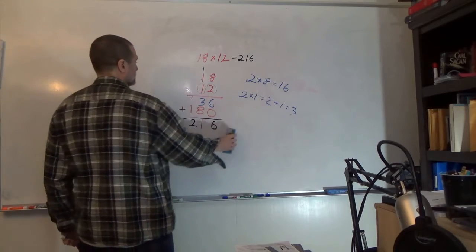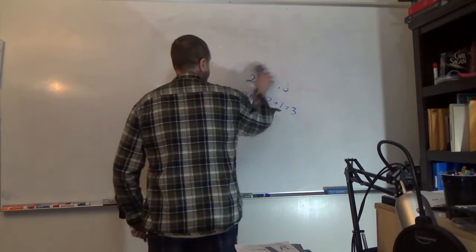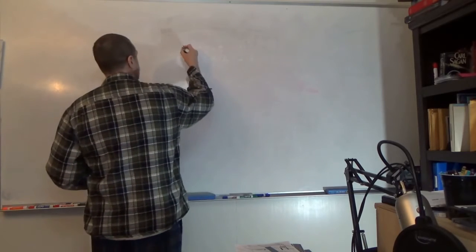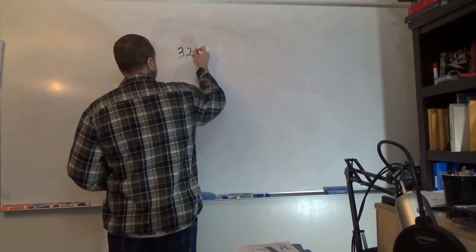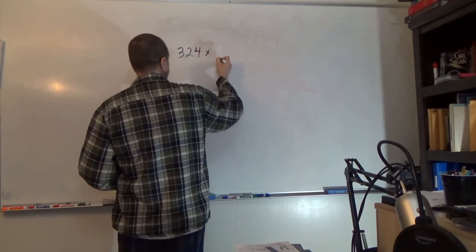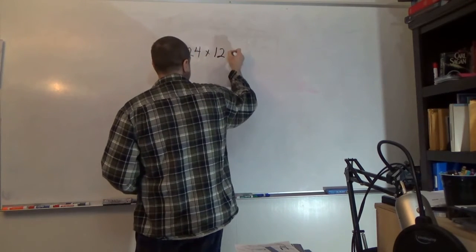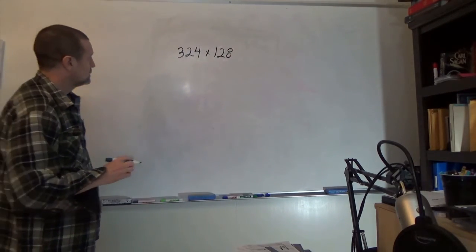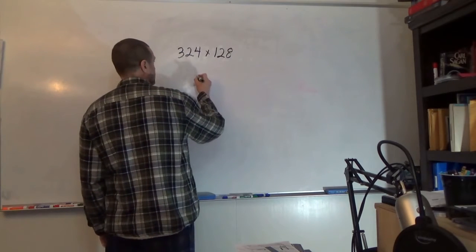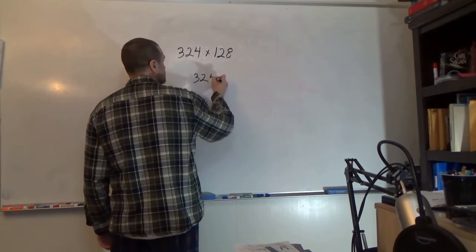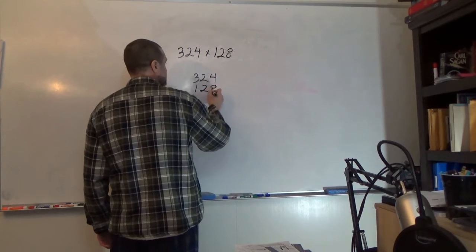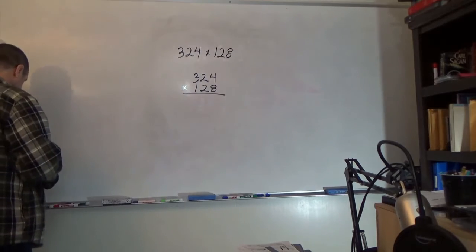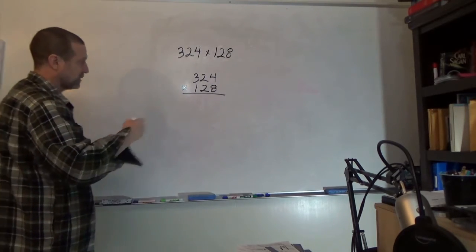So let's pick another example. Let's pick a longer one this time. Right? Let's pick 324 times 128. Right? You can't do that in your head. But we can do it with this technique. 3, 2, 4, 1, 2, 8 times. So let's start, I'm going to pick orange for my first color.